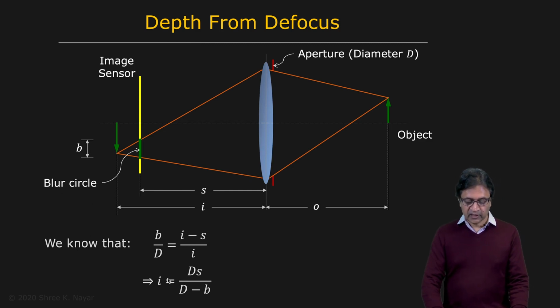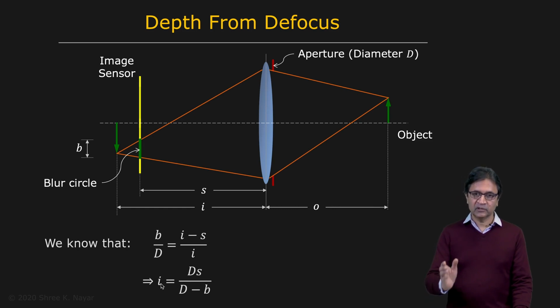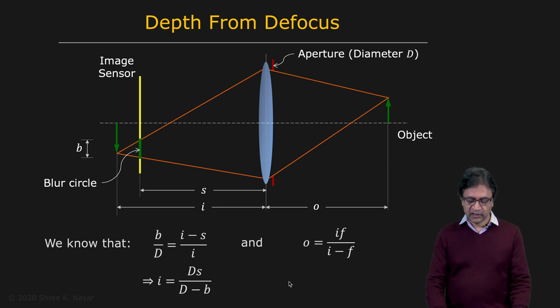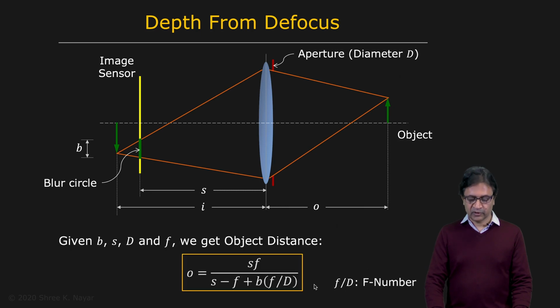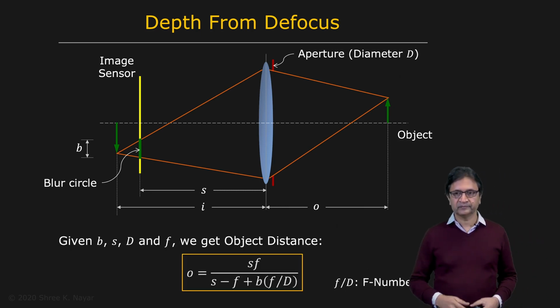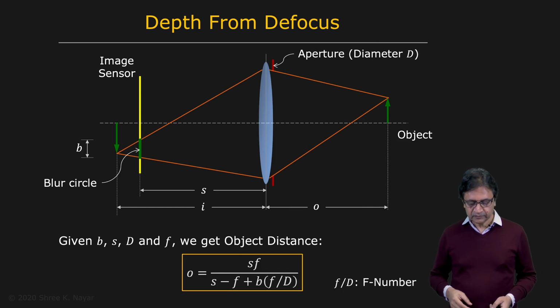And so from this, if we know what the blur circle diameter is, we can estimate I. And once we estimate I, that is, in other words, we're actually estimating from the blur circle diameter where the point would have been focused, and from I we can estimate O. So in other words, if we're somehow able to measure the diameter of the blur circle, then that's all we need to estimate the depth of the point in the scene. That's O right there. The question is, how do we do this?